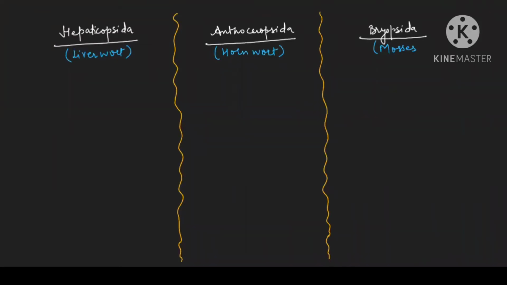In this video we are going to discuss the different classes of the bryophyte. Bryophyte is divided into three classes: Hepaticopsida, Anthoceropsida and Bryopsida. So we are going to start with the three classes of bryophytes.